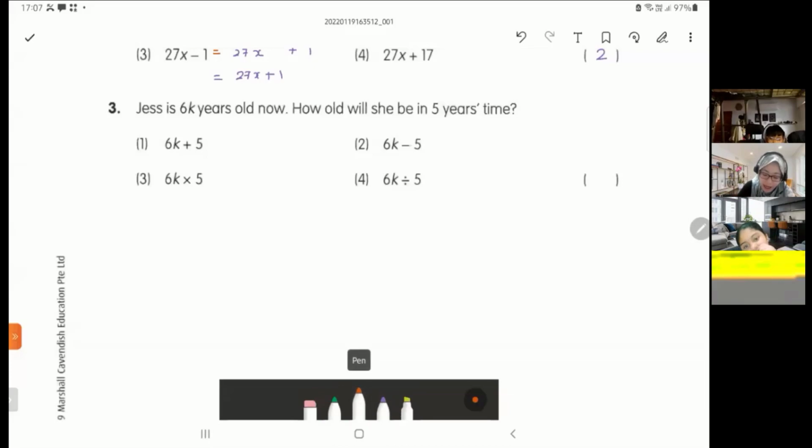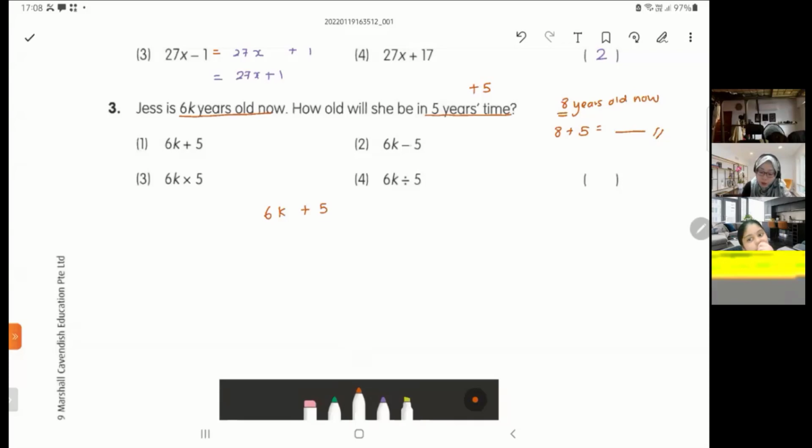Jess is 6K years old now. How old will she be in 5 years' time? So if I were to have a question like, if Jess is 8 years old now, in 5 years' time means I need to plus 5. Correct or not? Okay, so if this is the number given, I just take 8 plus 5, that's it. This is Jess' age in 5 years' time. So the same thing here. Jess is 6K, you plus it with 5.